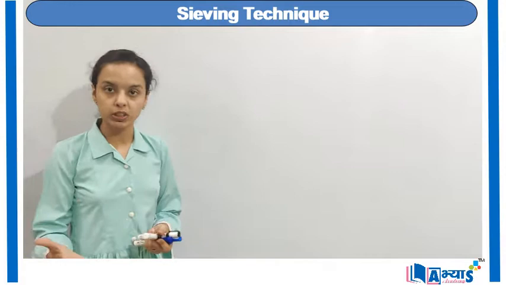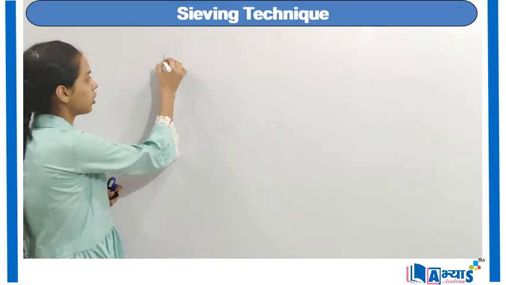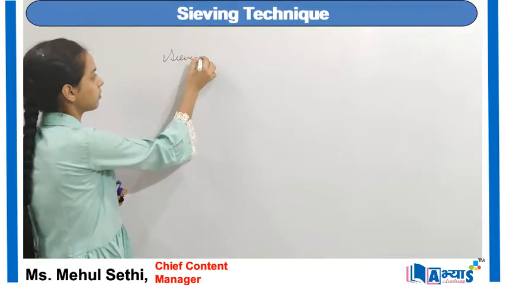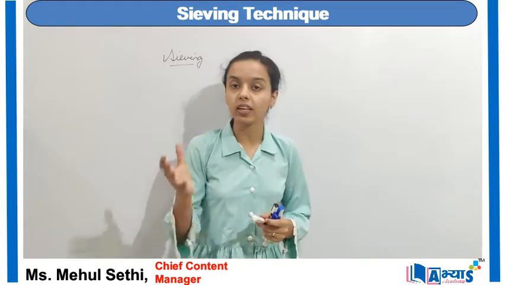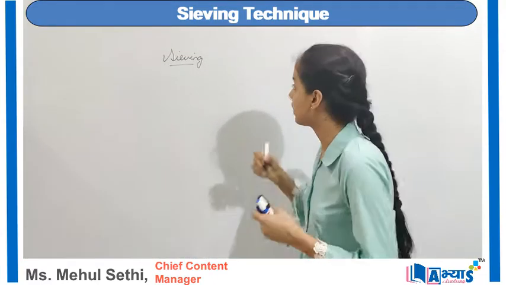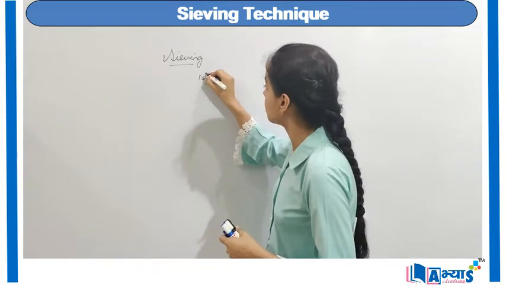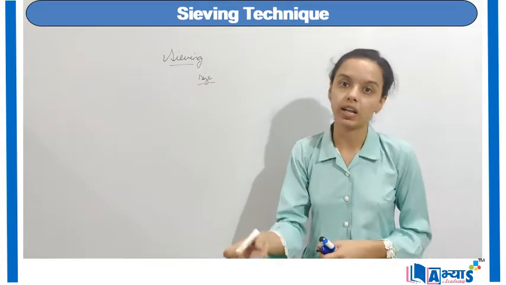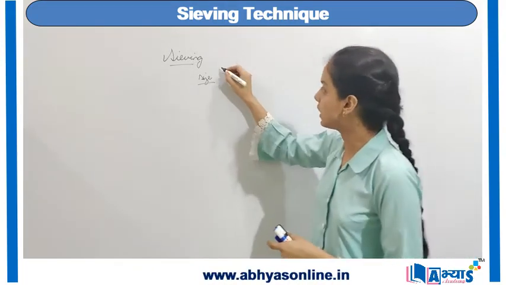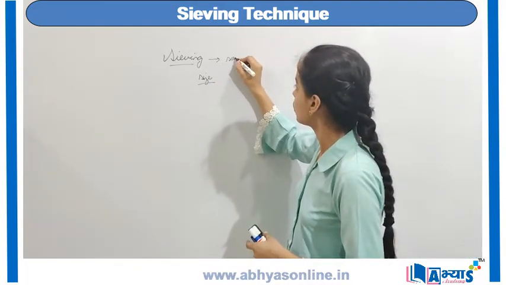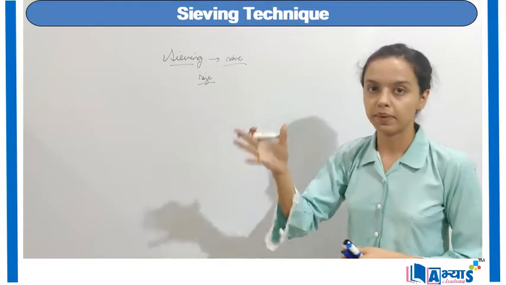For separation of two substances, there is the method of sieving. Whenever you have to separate two substances on the basis of size, where one particle is so small that you cannot pick it with your hand, you can do the separation with the help of a sieve. So sieving refers to the use of a sieve to do the separation.